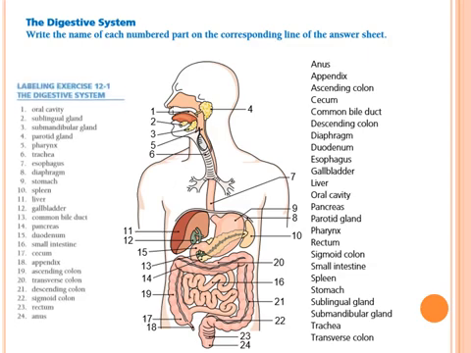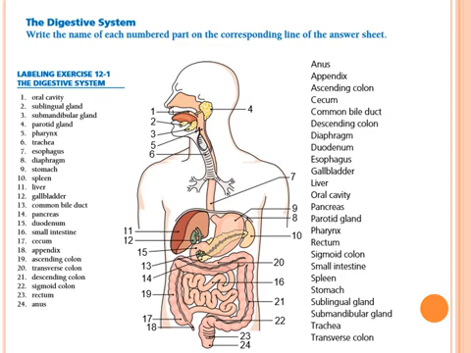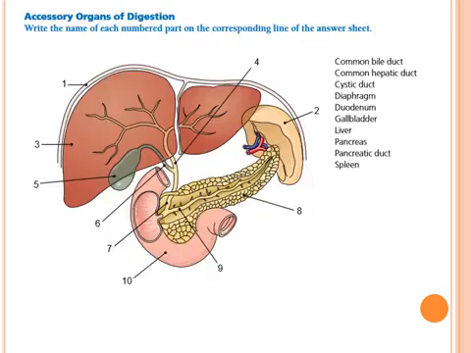Well, let's check the answer. This lesson is from year 2, so I hope that all of you can complete this exercise within 5 minutes, not 10 minutes, right? Now let's move to the next part. The accessory organs of the digestion. Continue with the matching exercise from 1 to 10 with the suitable names of organs. Can you please pause the recording for 5 minutes before I show you the answer?